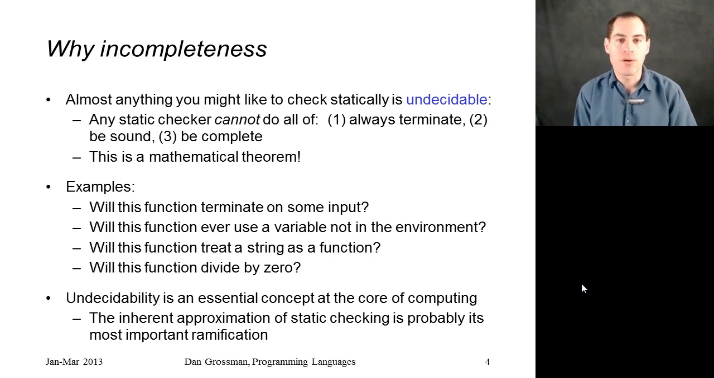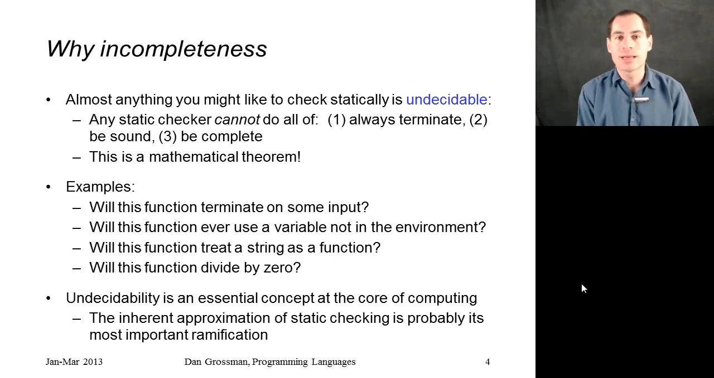It turns out that for many, many, many properties x, pretty much any non-trivial property x of a programming language, a static checker cannot do all of three things. It cannot always terminate, and be sound, and be complete. So if you want a static checker that always terminates, and programmers do like their type checkers to terminate, then you have to have false positives or false negatives, or both.